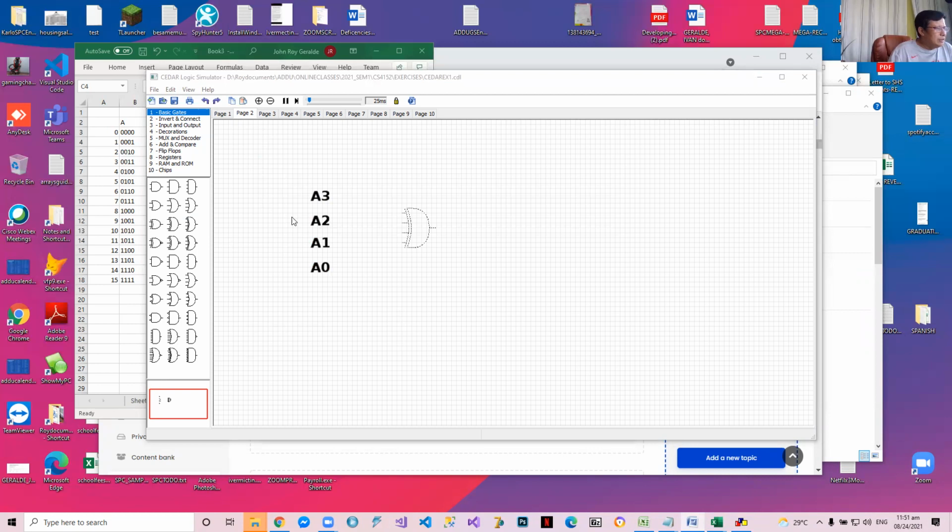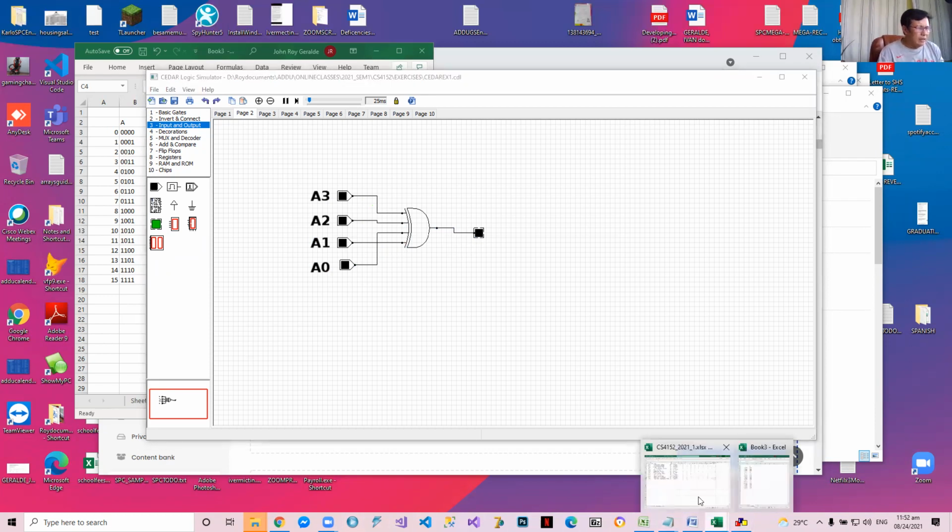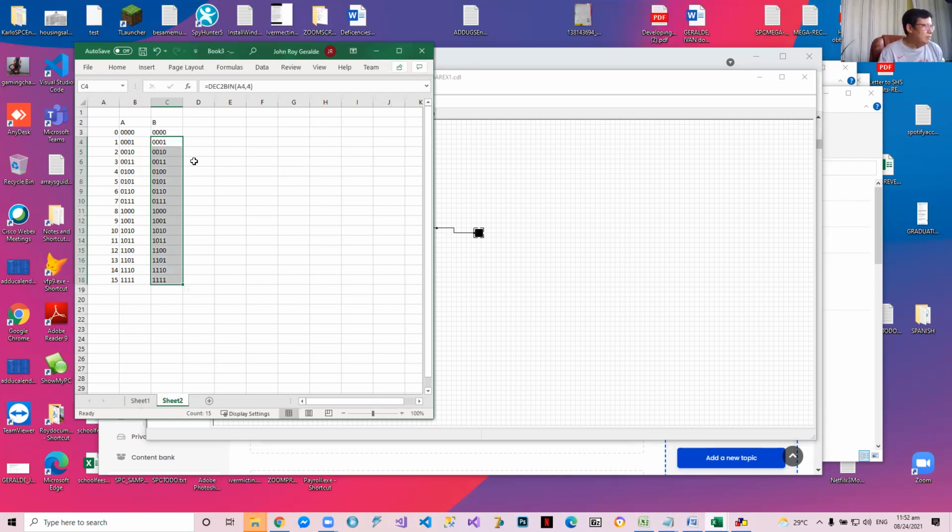Okay. So now let's connect this with an input. Then we'll connect an output. Okay. Now you can construct a truth table. We can always construct a truth table in Excel. Let's remove this.